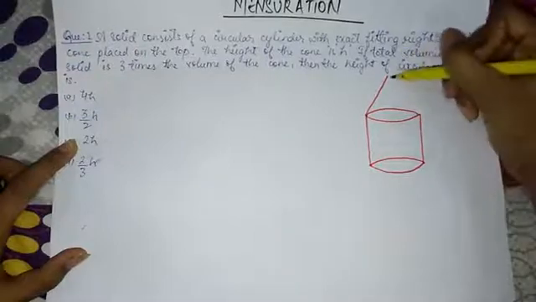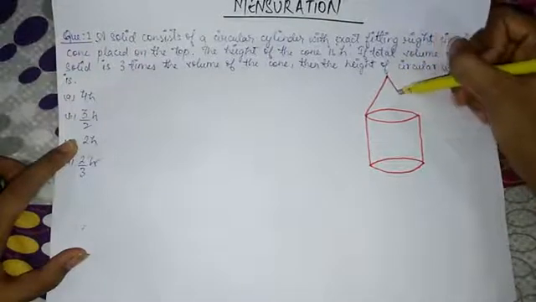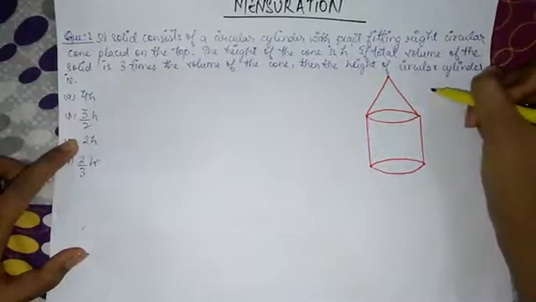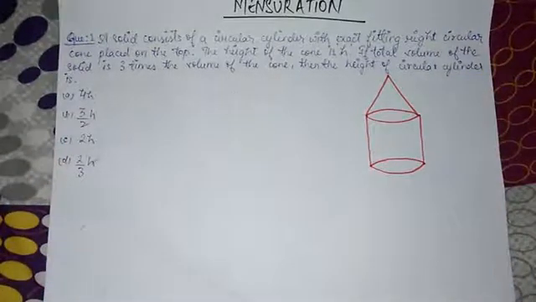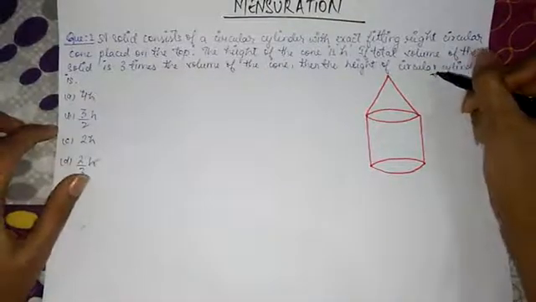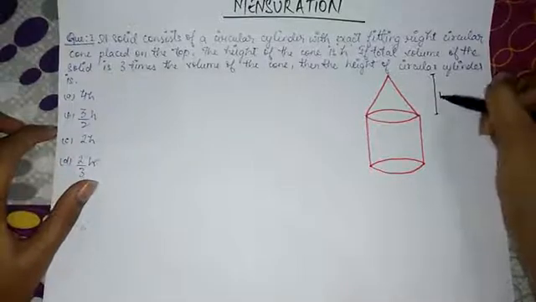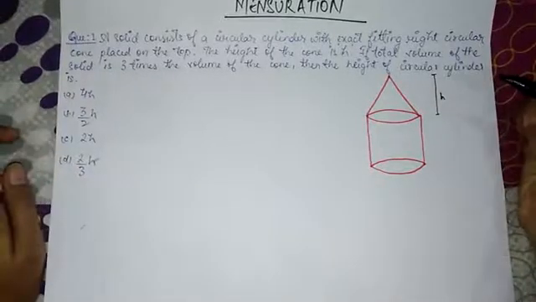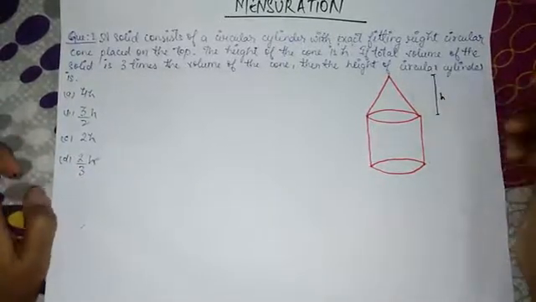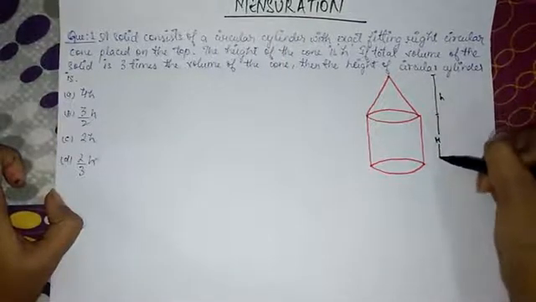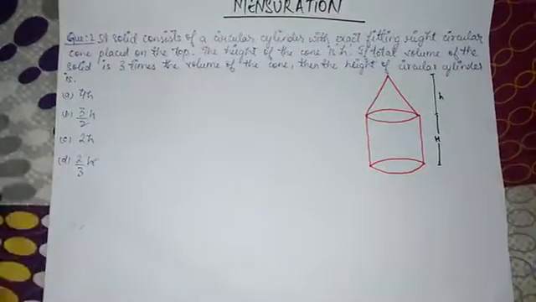Cylinder, and this is the cone on the top. Okay, so in the question it is given that the height of cone is h. So we can mark it. This is h. And let us assume we have to find out the height of circular cylinder, so let us assume it is capital H. Okay, so let us start the question.